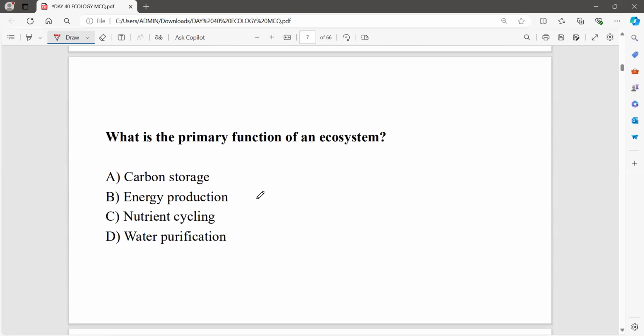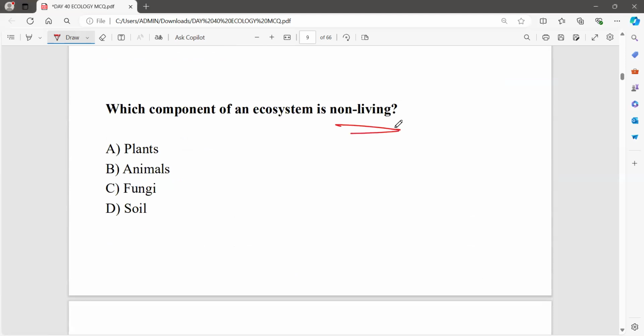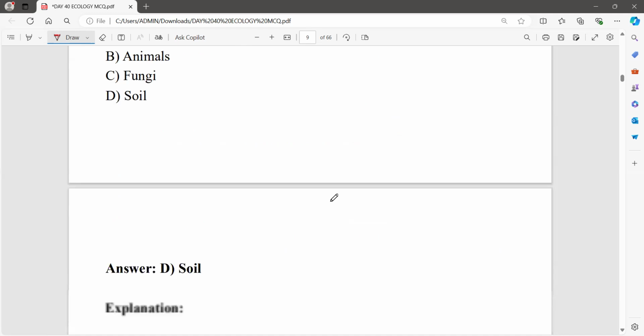Now, what is the primary function of an ecosystem? Just answer this question. What will be the primary function of an ecosystem? That will be nutrient cycling. Very good. And which component of an ecosystem is non-living? That will be soil. Very good.